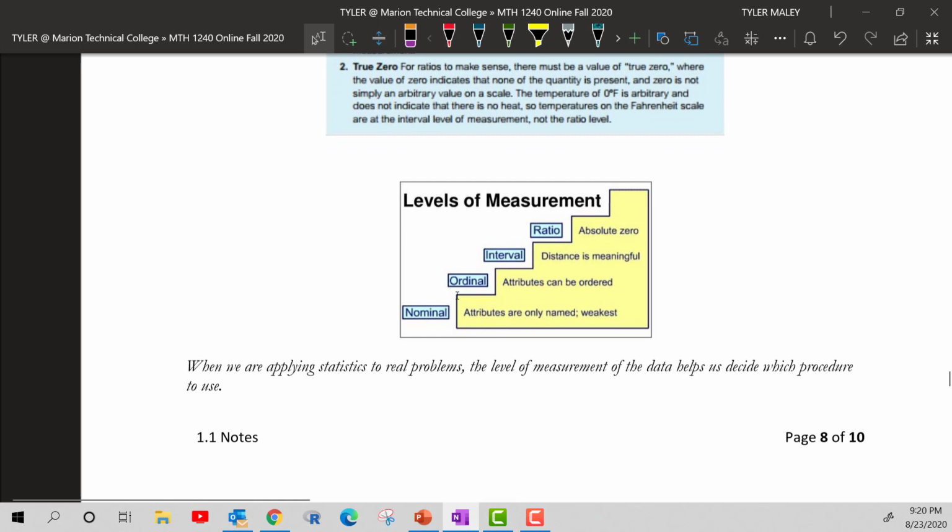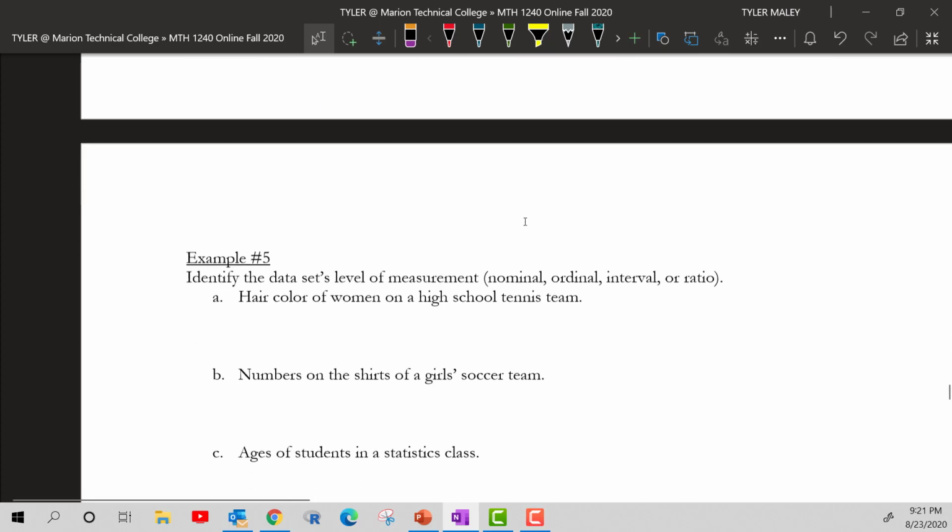And then this next chart just kind of goes through the levels of measurement and how it's kind of like walking upstairs, right? You're getting maybe a higher level of measurement, right? So nominal is considered the lowest level, and ratio is the highest level of measurement. So then I have a statement: when we are applying statistics to real problems, the level of measurement of the data helps us decide which procedure to use. All right, so that's important.